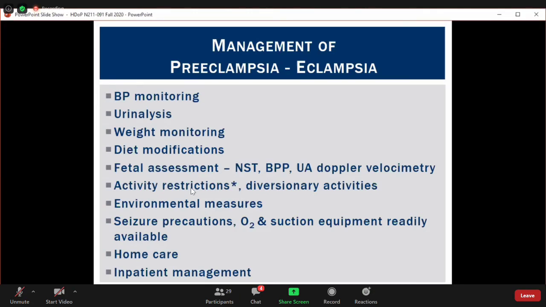Okay. Diet modifications. What do you think we might need to modify? And I'm not talking about fluids. I'll talk about fluids in a second. But what in the diet? The salt. Low sodium diet.